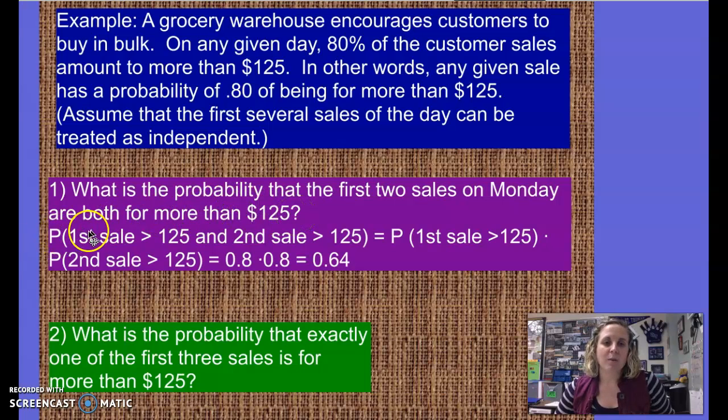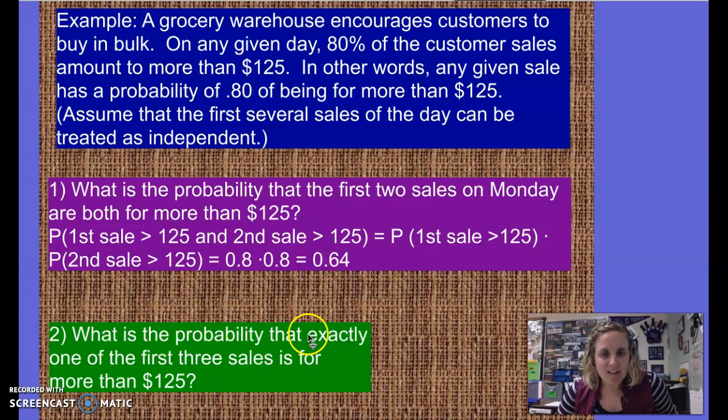In other words, the probability the first sale is bigger and the probability the second sale is bigger equals, since they're independent, which it says right here, we can take each probability separately and multiply. So 80% times 80% is a 64% chance that both will be greater than $125.